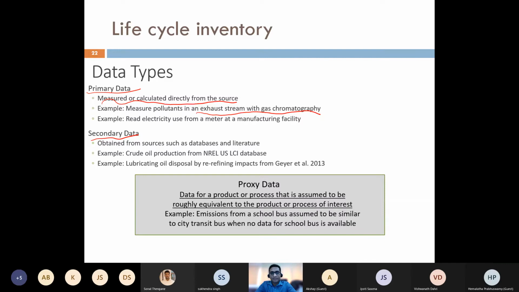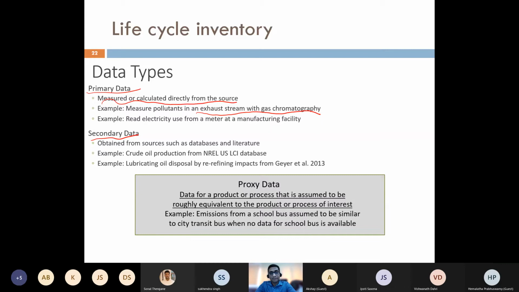Secondary data is something that is available through different databases. Like you are using coal in your plant, and this coal is coming from a particular field. For that particular field, you will need the secondary data, what would be the emissions associated with the extraction and the energy production from that particular coal. Or even take the example of diesel or petrol that you might be using in the vehicles.